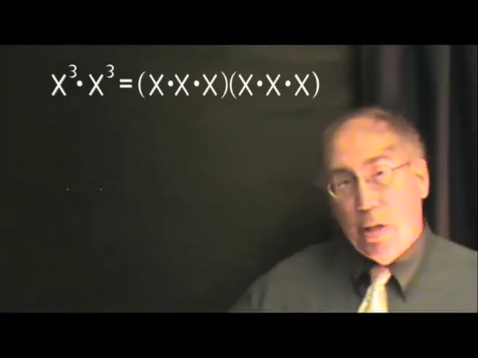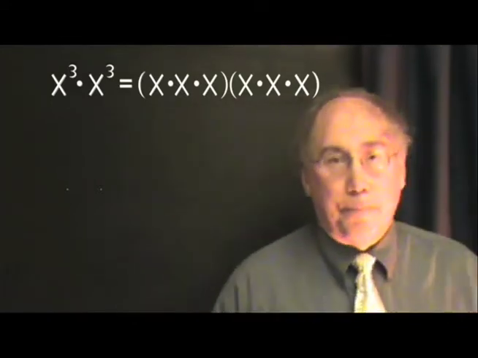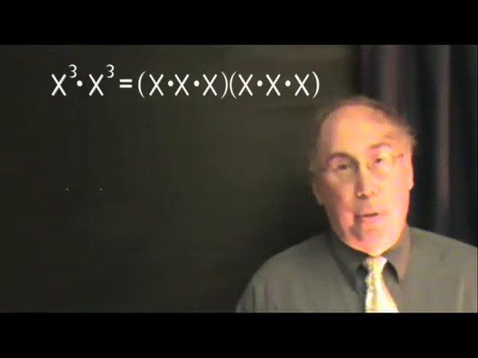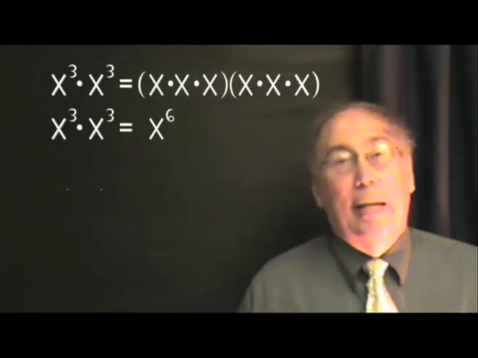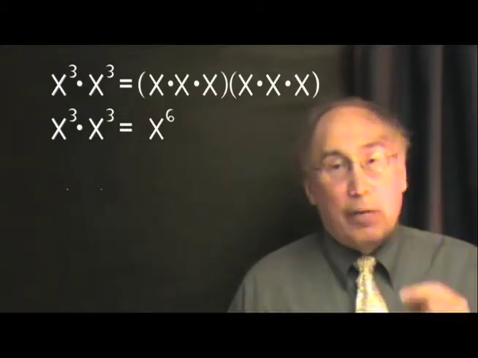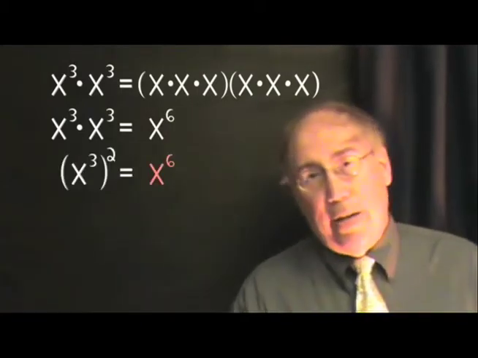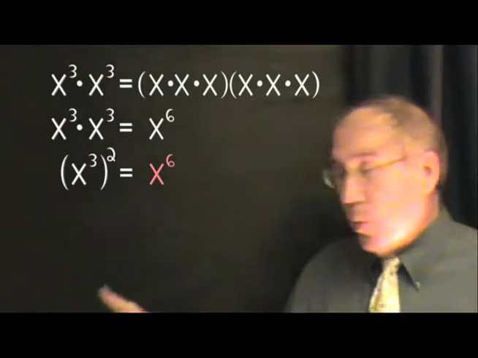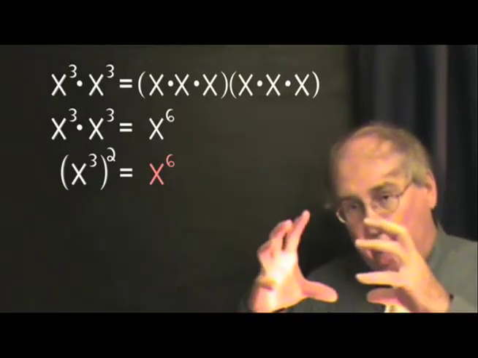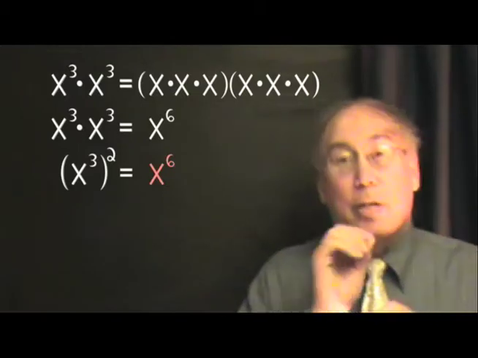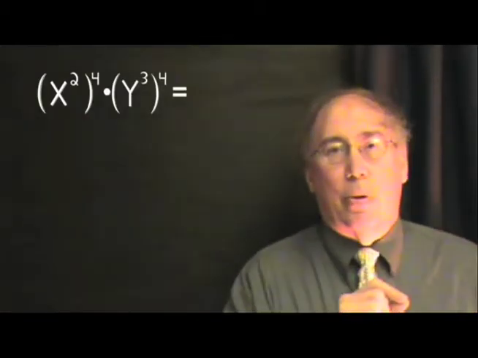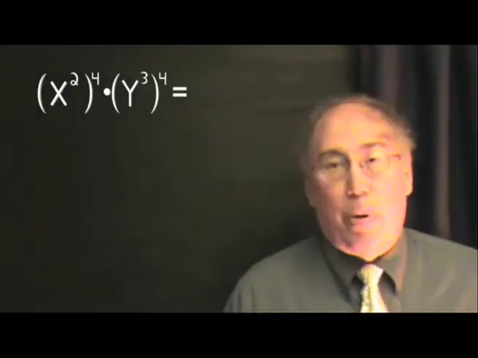So let's use that on this next problem here. x cubed times x cubed. 3 x's times 3 x's. That's 6 x's altogether. We have like terms, which is x, so we could have added the exponents to be 6. Now here's another way of putting it. We could have a parentheses and multiply the 2 times the 3 inside the parentheses, and we got 6. That's another rule.